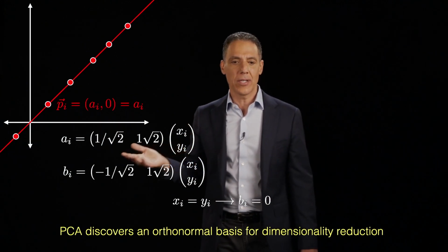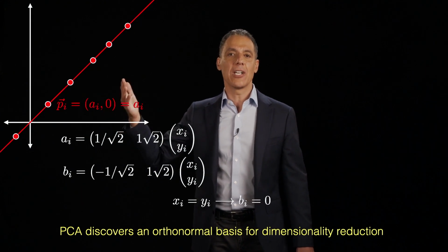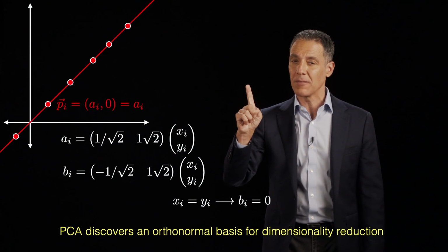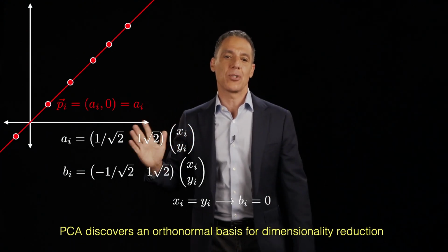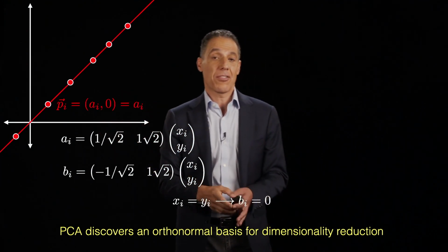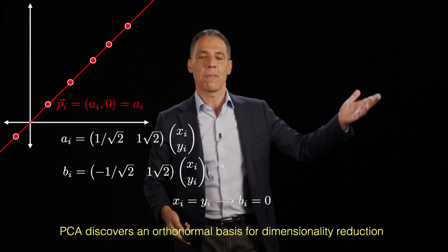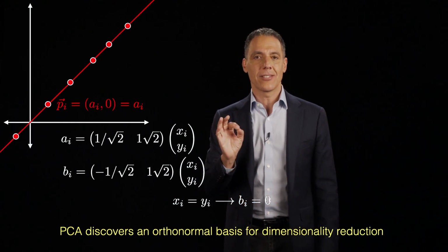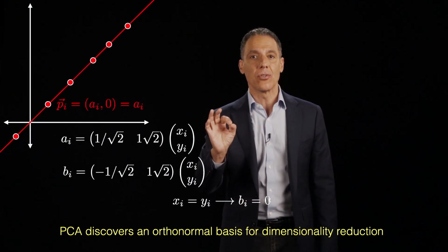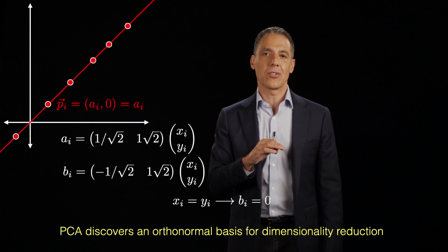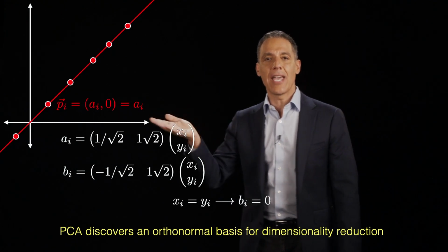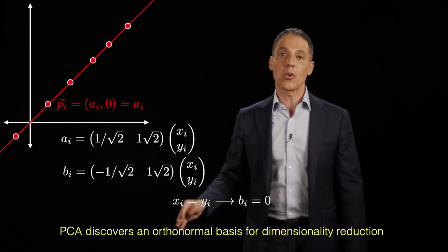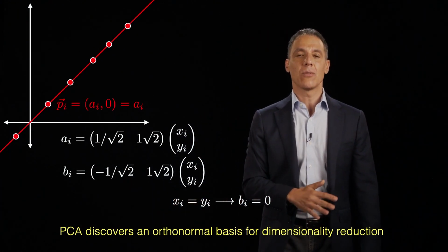And how did I do it? I did it by finding a new basis. In that case, it was an orthonormal basis, but it didn't have to be. I found a new basis, I projected onto that basis, and I threw away whatever I didn't need. Principal component analysis, so-called PCA, does exactly that, but it learns the best orthonormal representation to minimize any errors when you reduce dimensionality. PCA discovers an orthonormal basis for dimensionality reduction.